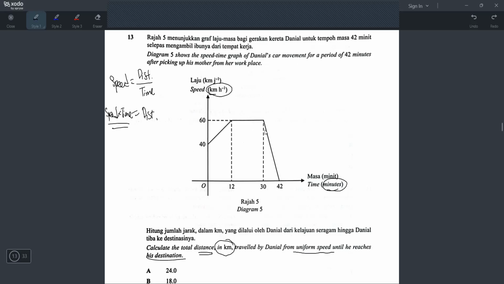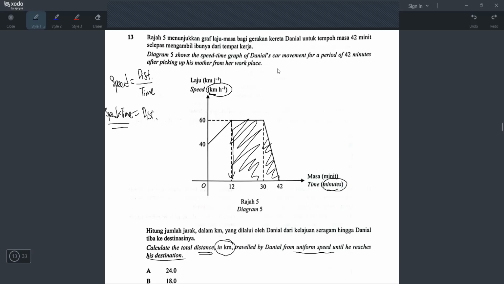Then what about this one? This one, the speed is decreasing over time. We call this decelerate, nyah pecotan, right? So what they want is the distance from uniform speed until destination. From uniform speed means from here onwards. So we only calculate the area under the graph for this shape and this shape, right? Not including this. So what we want to find is area.